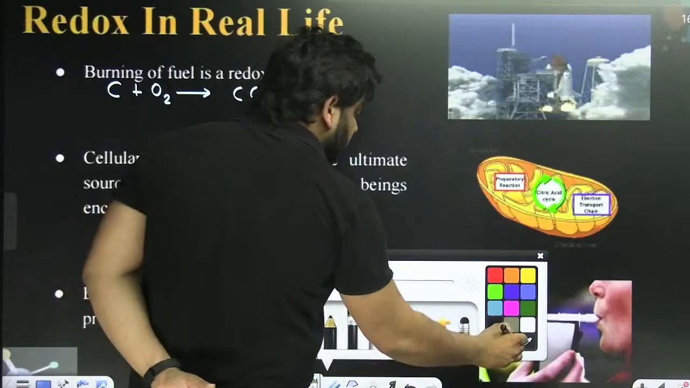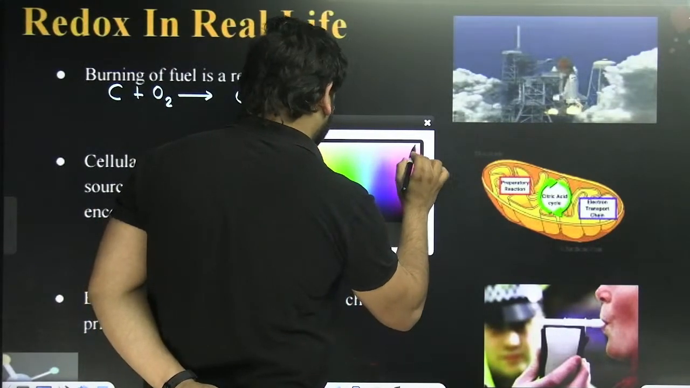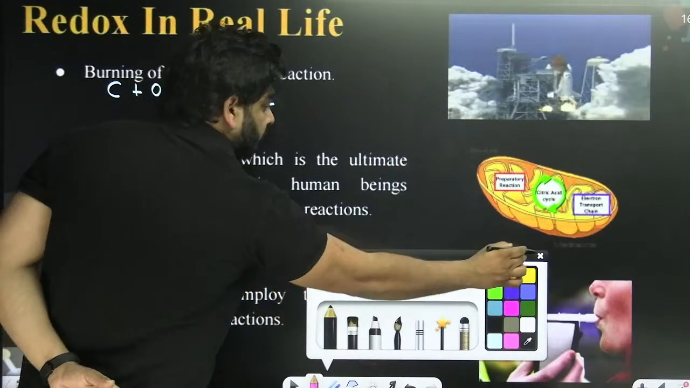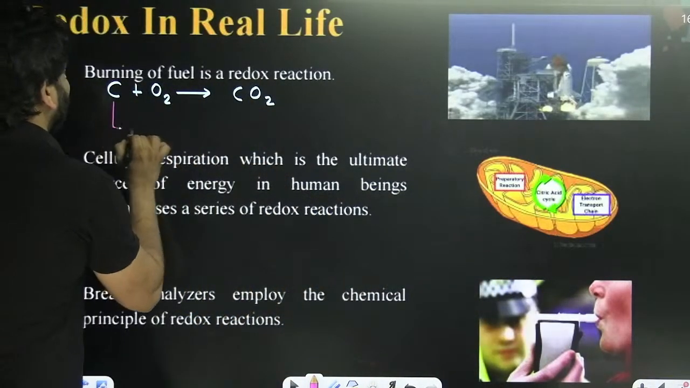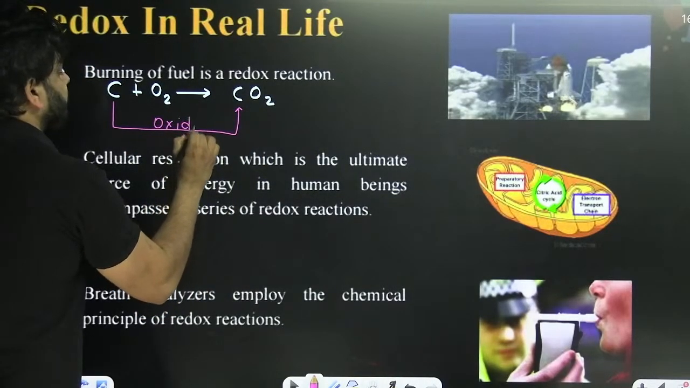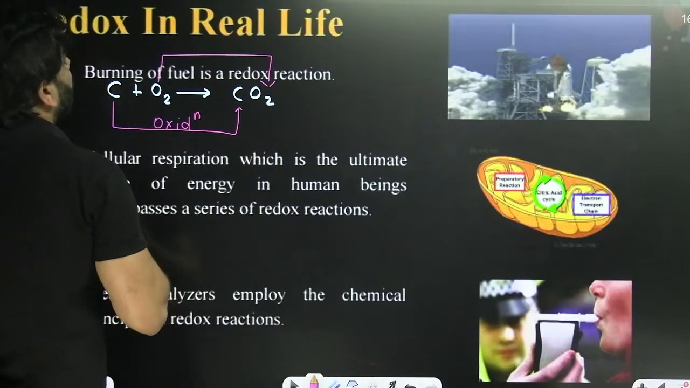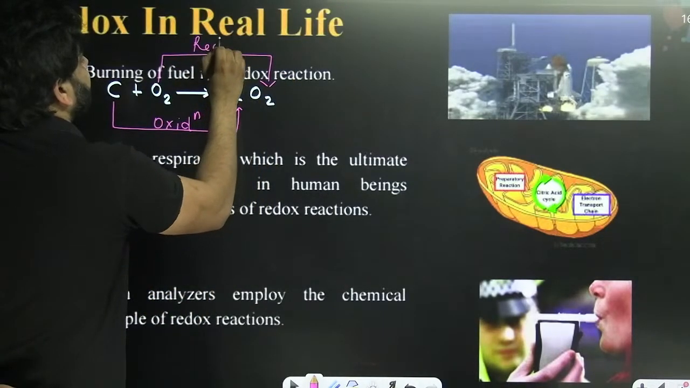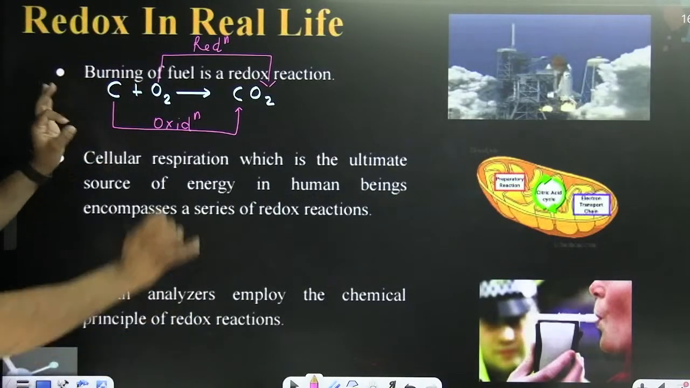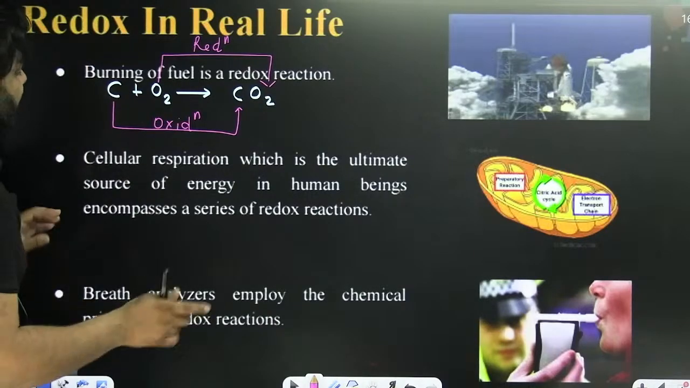This reaction involves two parts. The one part is carbon converting into CO2, which is called oxidation. The other part is oxygen converting to CO2, which is called reduction. All the reactions in which oxidation and reduction occur simultaneously, at the same time, are called redox reactions. Now take one more example.